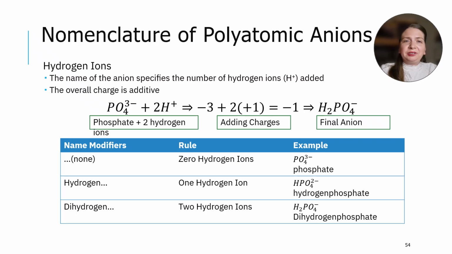Polyatomic ions can also combine with hydrogen ions to form hydrogen-containing polyatomic ions. When hydrogen ions are added, the overall charge changes based on the original charge of the polyatomic ion and the number of hydrogen ions added. The name also includes whether one or two hydrogen ions are present. However, if we add enough hydrogen ions to make the compound neutral, the substance is no longer considered a polyatomic ion and instead becomes an acid.